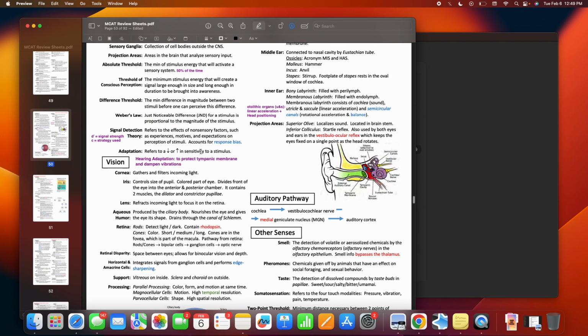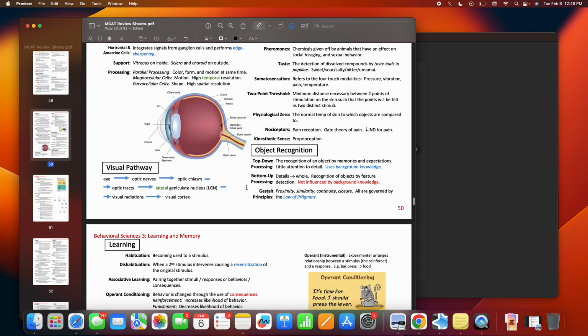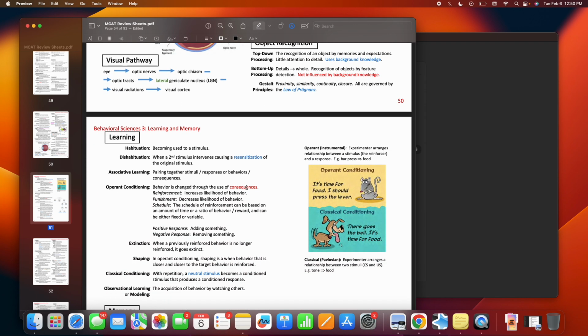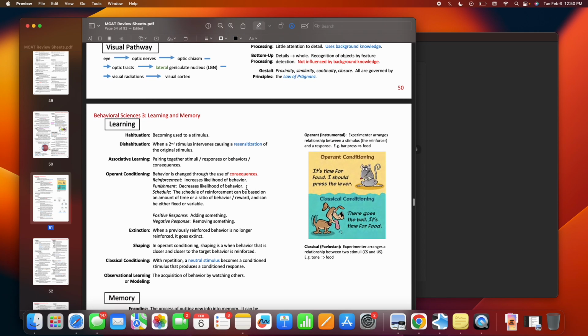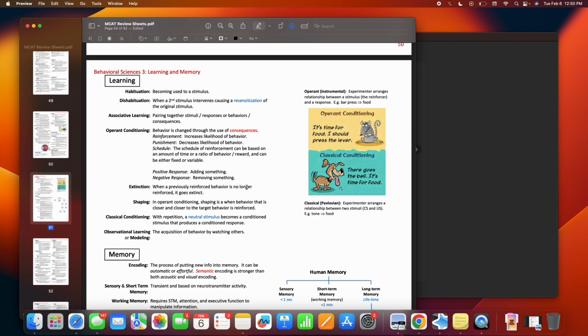Some of these concepts are really hard to stick. For example, the D prime being the signal strength and C is the strategy that is used. I'm like, what the hell? Because you need some sort of context on whatever you're studying in order to be able to differentiate them.